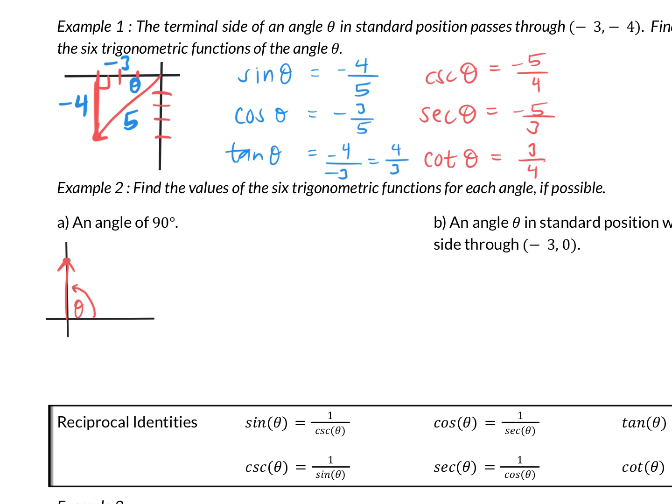Okay, it didn't give us a coordinate point that it went through like this second one does. So we can just say that this goes through the point 0, 1. Okay, you could have said 0, 5, or 0, 10. They're still going to give you the same answers technically regardless.